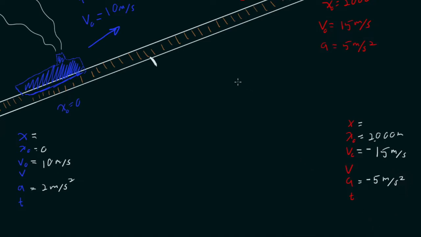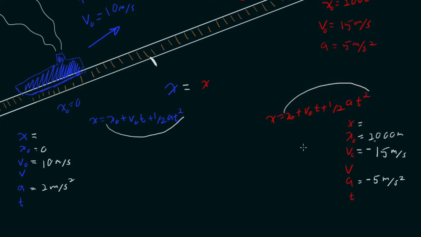So if I want to figure out where these two meet, what I'm really asking is, at what time will x equal x? Well, it just so happens that I have x equals x naught plus v naught t plus 1/2 at squared for both of these objects. And so since blue x equals red x, I can say this whole equation will equal this whole equation. And so I can write that out.